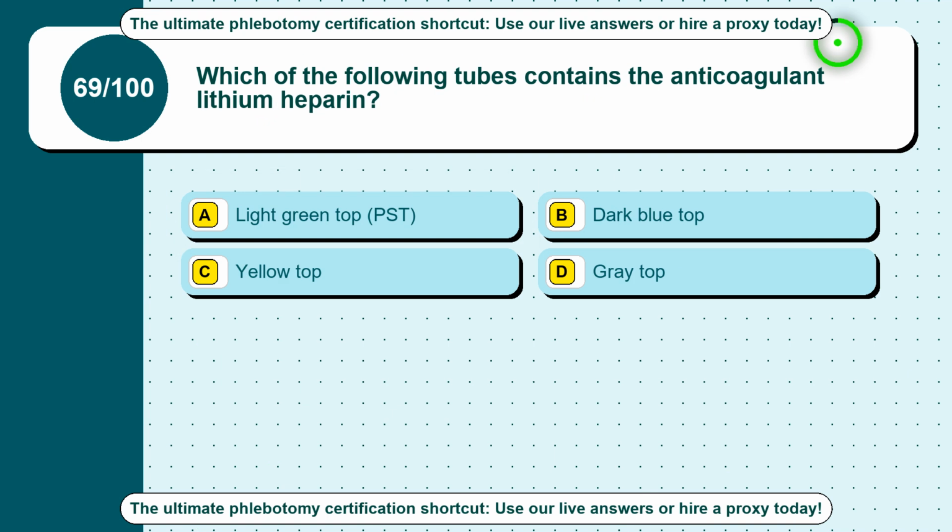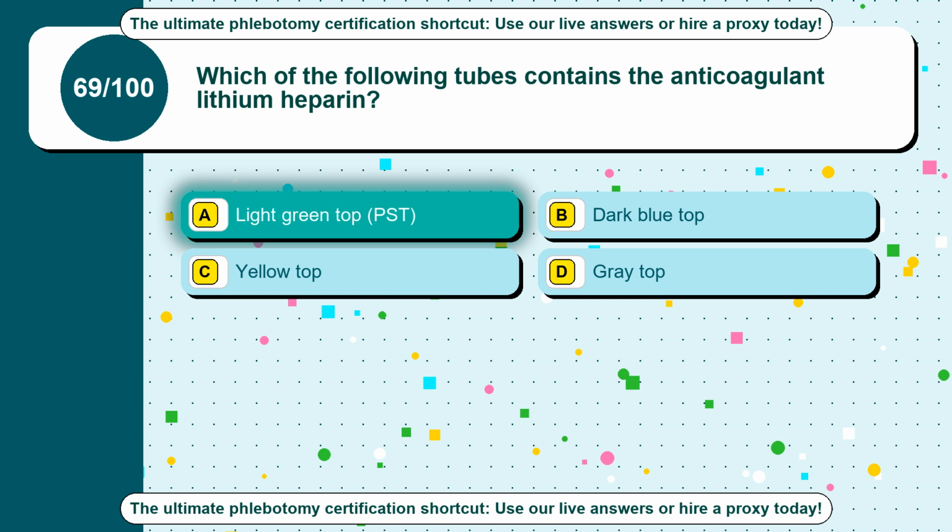Question 69. Which of the following tubes contains the anticoagulant lithium heparin? Option A, light green top, PST. Option B, dark blue top. Option C, yellow top. Option D, gray top. The correct answer is option A, light green top, PST.